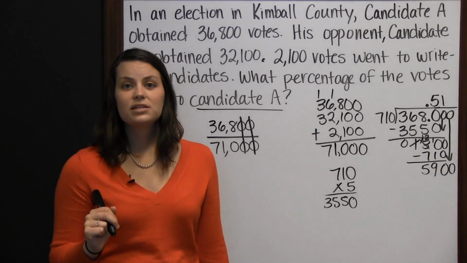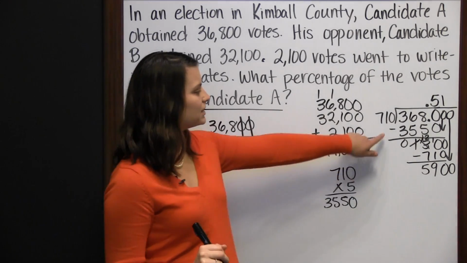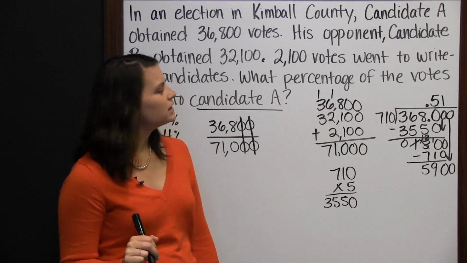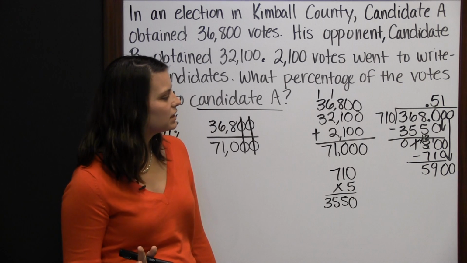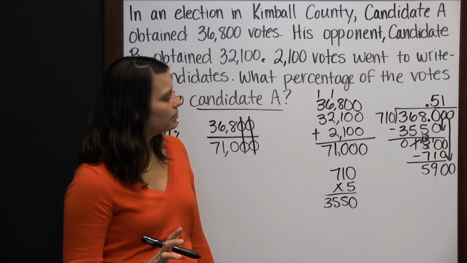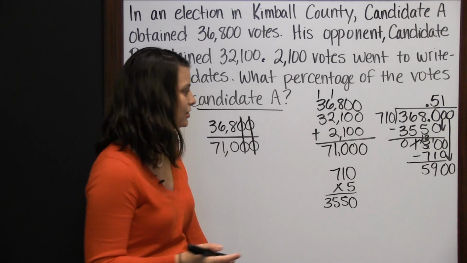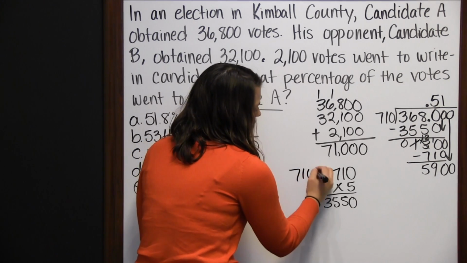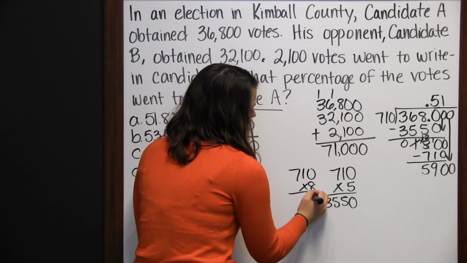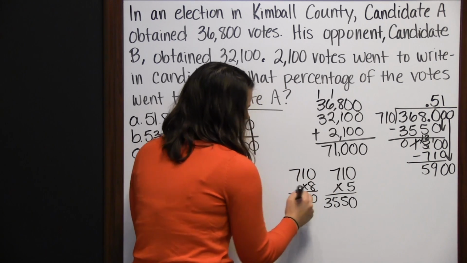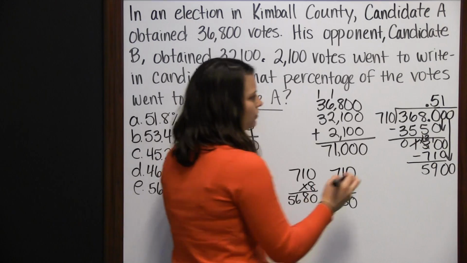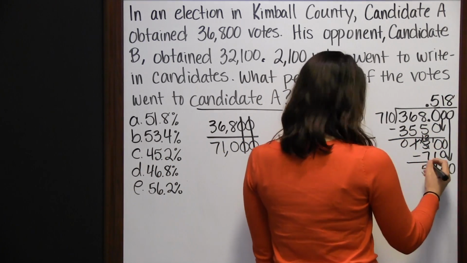So I'm again going to use that compatible number of 700. So let's see, 700 times 8 would be 5,600. So I'm thinking it goes in there about 8 times. So that's 0, and that's 8, and that's 56. So yes, that's very close. So that's 8.